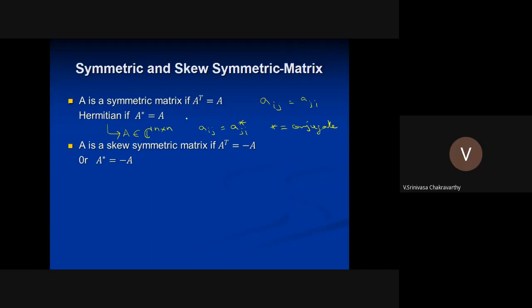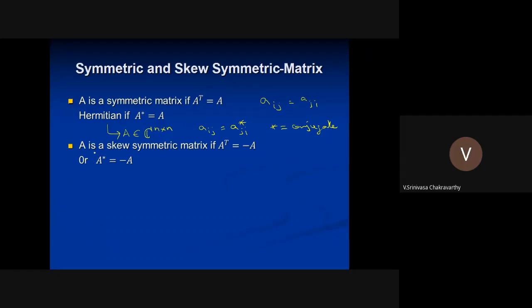So for a real matrix, there's no problem. You don't have to mention this, but for a complex matrix, you need to mention that when you flip the matrix, you need to also conjugate the elements. Okay, which means that the diagonal elements should all be real because they won't change. Right?